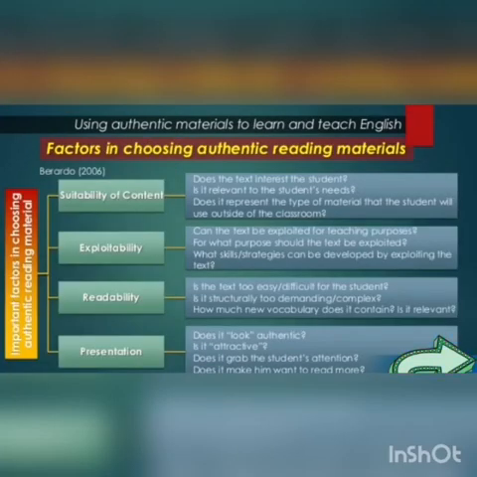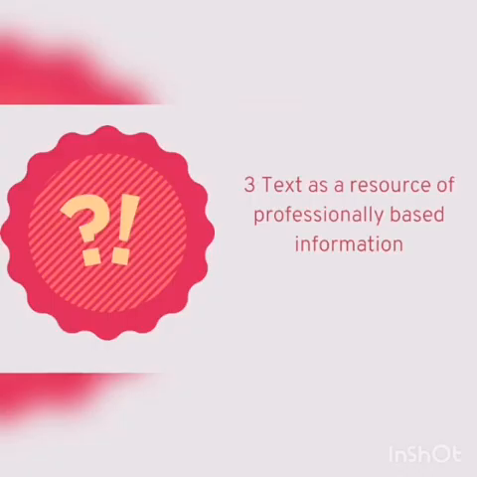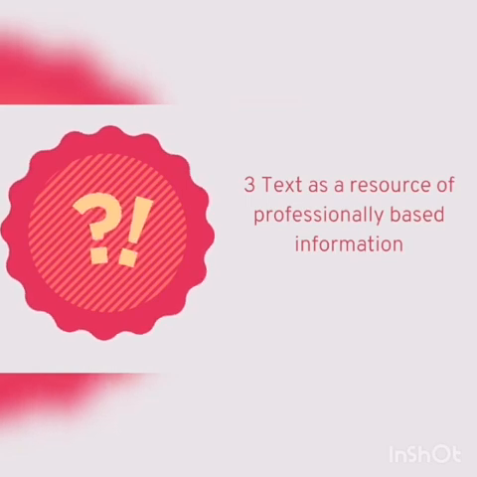Factors in choosing authentic reading materials: suitability of content, exploitability, readability, and presentation. Suitability of content: does the text interest the student? Is it relevant to the student's needs? Does it represent the type of materials that the students will use outside the classroom? And so on. Question number 3: text as a resource of professionally based information.